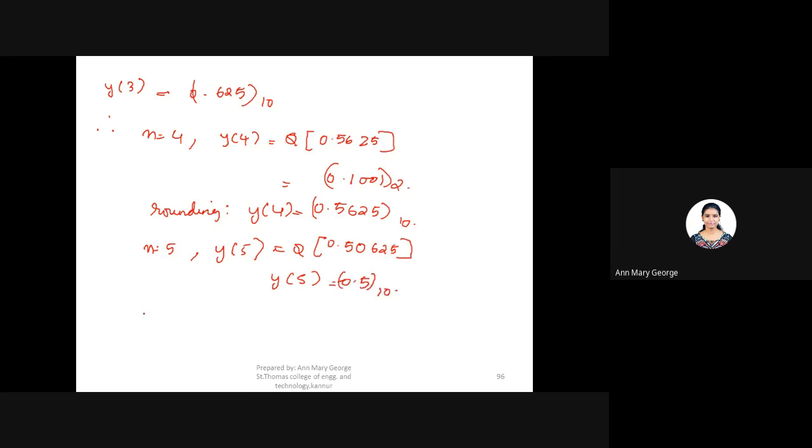Similarly, n equal to 6, you will get it as y of 6 equal to q of 0.45, and after rounding you will get it as final answer of y of 6 will be 0.4375. Okay.